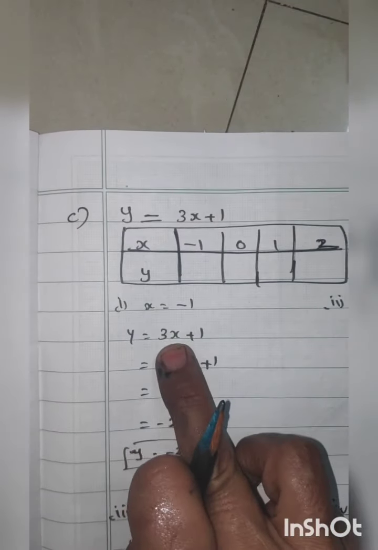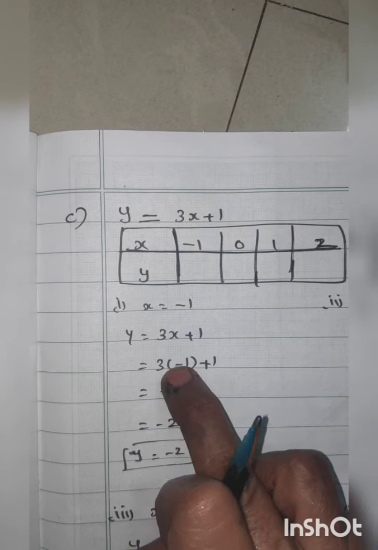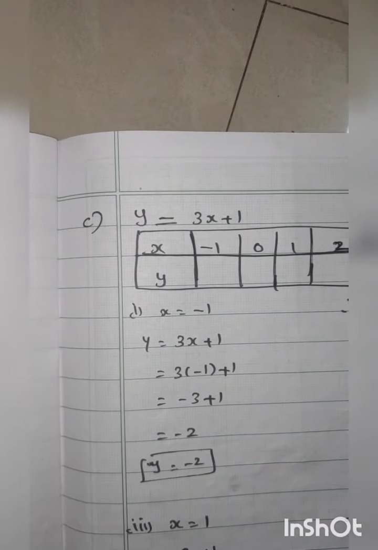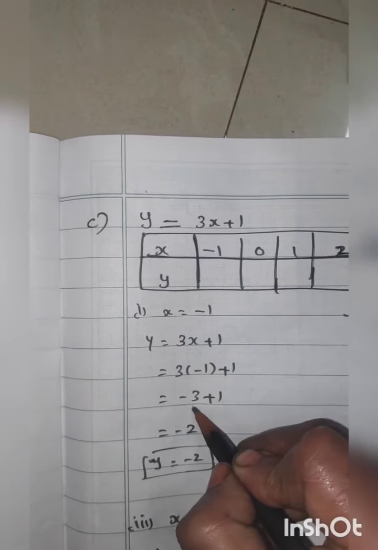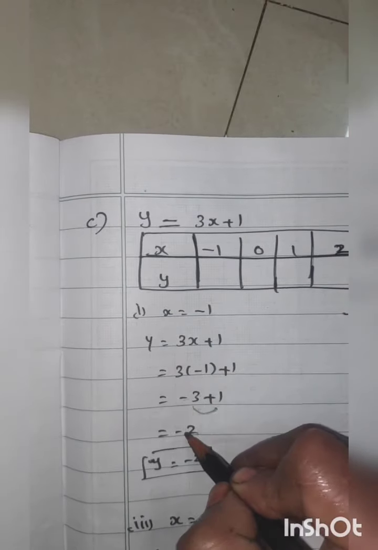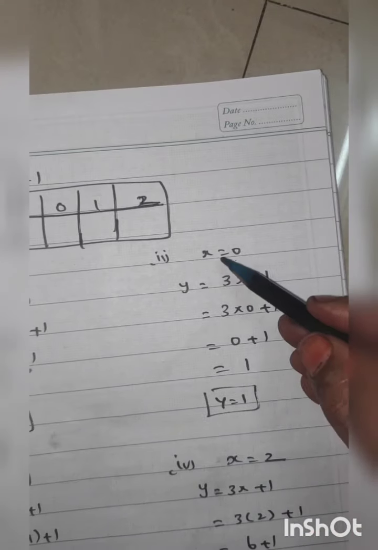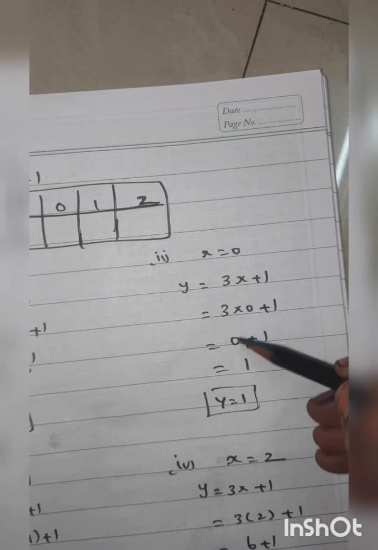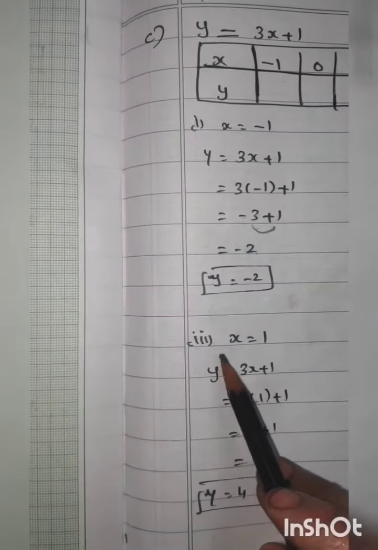Y equal to what is the equation? 3x plus 1. So 3 into x value, minus 1, plus 1. So 3 into 1 equal to minus 3. 1 three is 3, minus 3. Minus 3 plus 1 equal to, subtract the numbers. 3 minus 1 is 2. The greater number symbol is minus. Y equal to minus 2. Next, x equal to 0. 3 into 0 is 0. 0 plus 1 equal to 1. Y equal to 1.